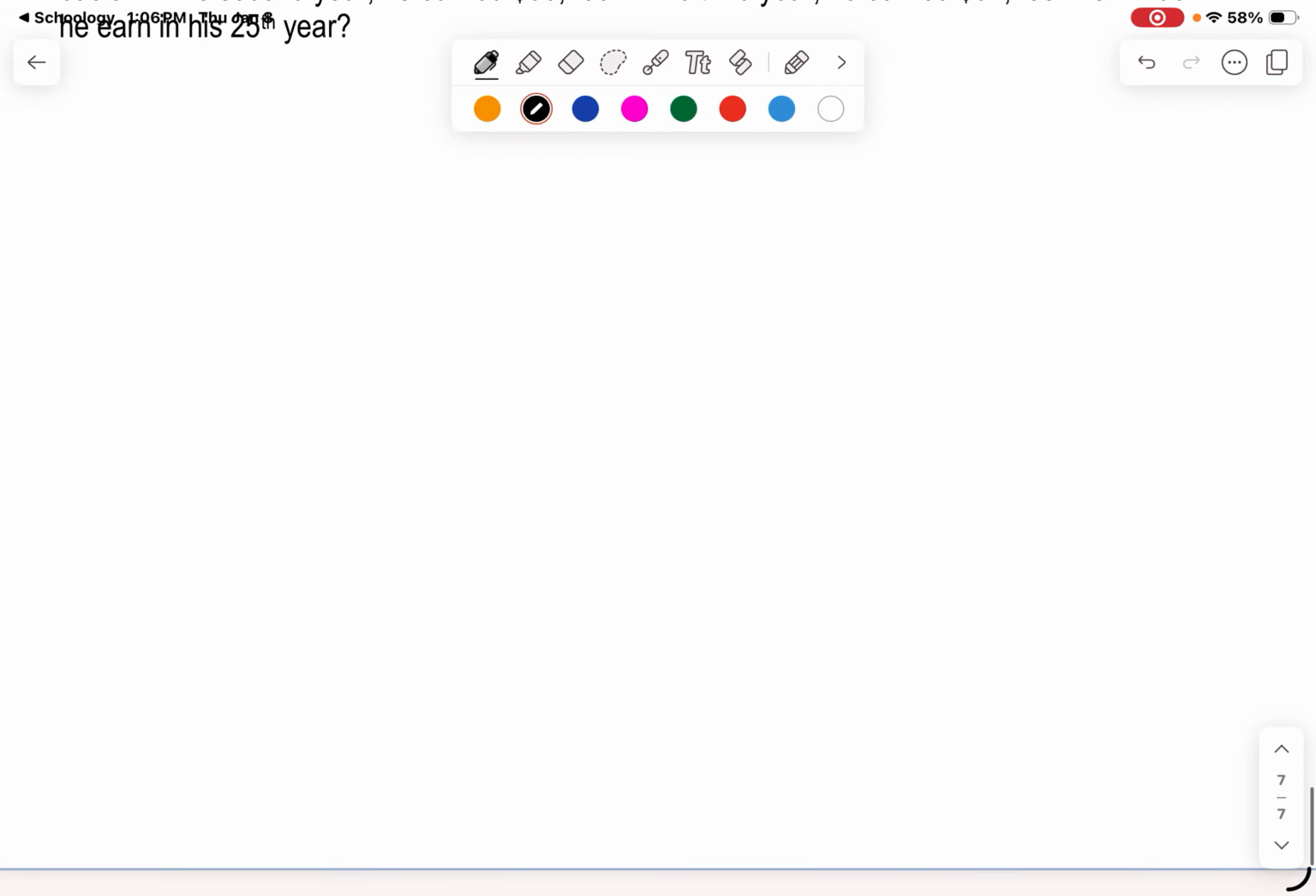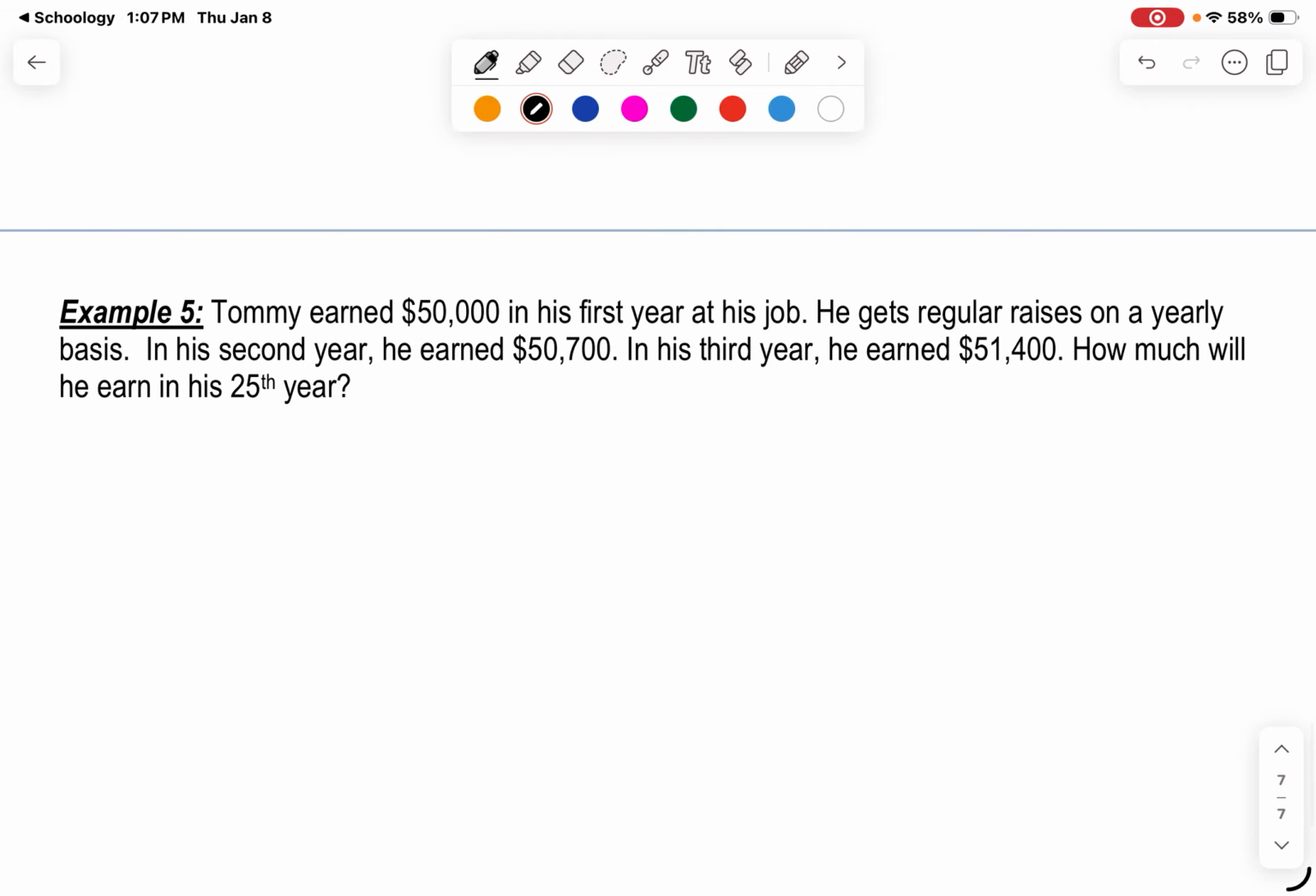All right, so this is the last one. Fabulous. Last one is a word problem. People see it and they're like, oh, it's not a big deal. The only thing that's a big deal about it is the sadness of Tommy's raises. So it says, Tommy earned $50,000 in his first year at his job. So year 1, $50,000. Great. That's not a bad salary to start with.